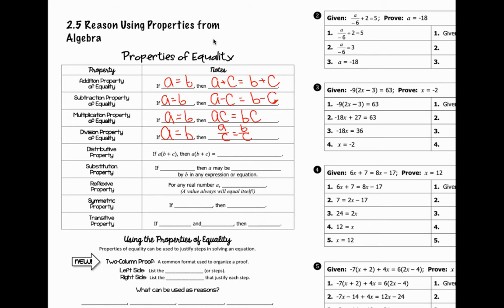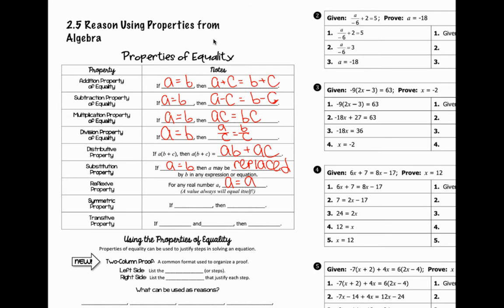Then we have the distributive property. So if we have A parentheses B plus C, that's equal to AB plus AC. So you have to multiply by the first and second term. Substitution property. So if A is equal to B, then A may be replaced by B in any equation. Reflexive property. For any number, A is equal to A. So a value always equals itself.